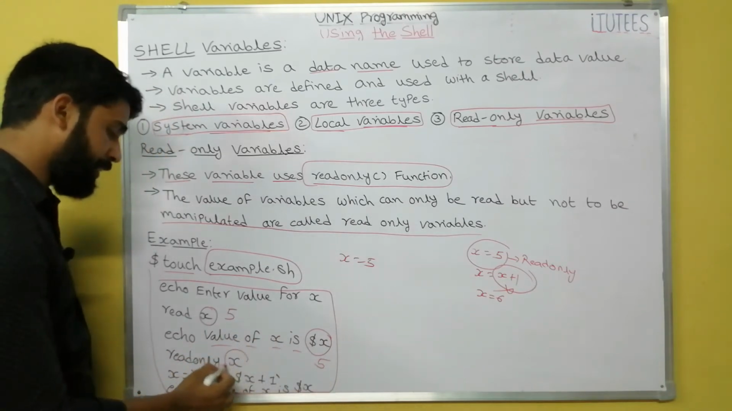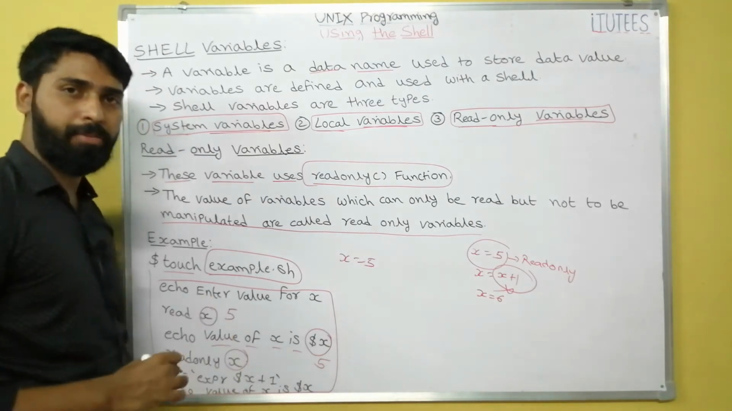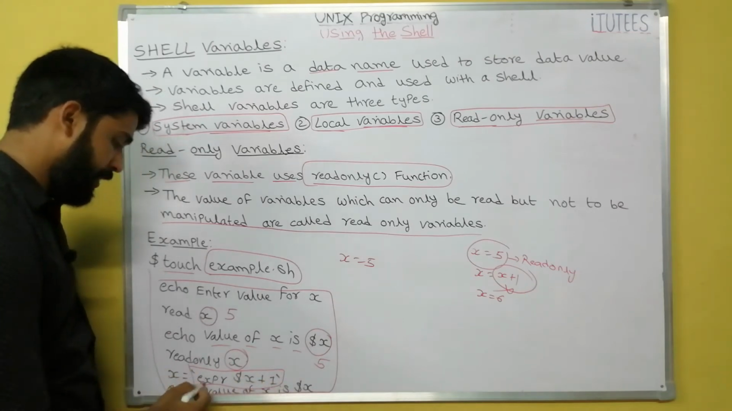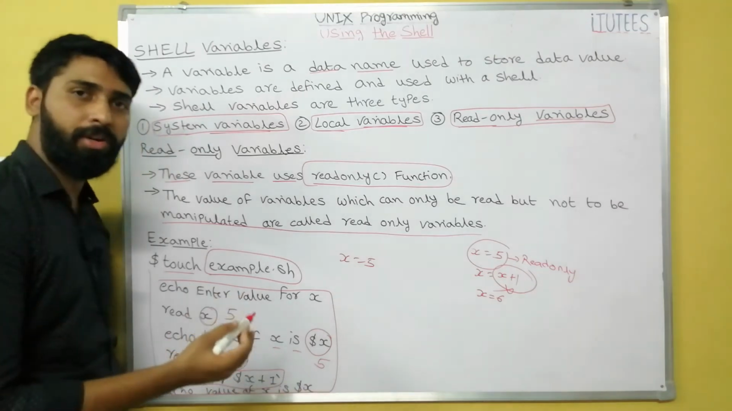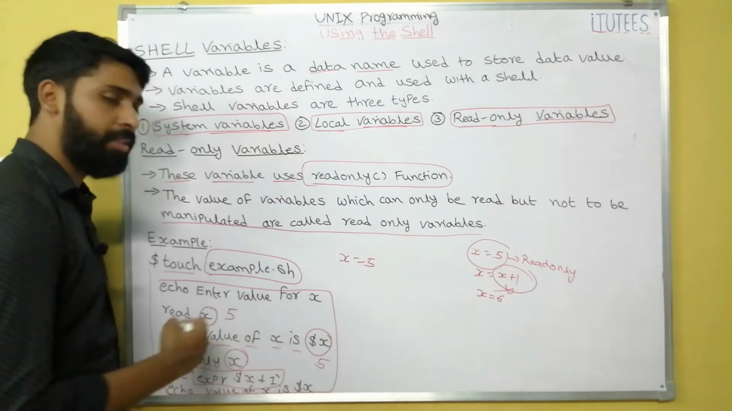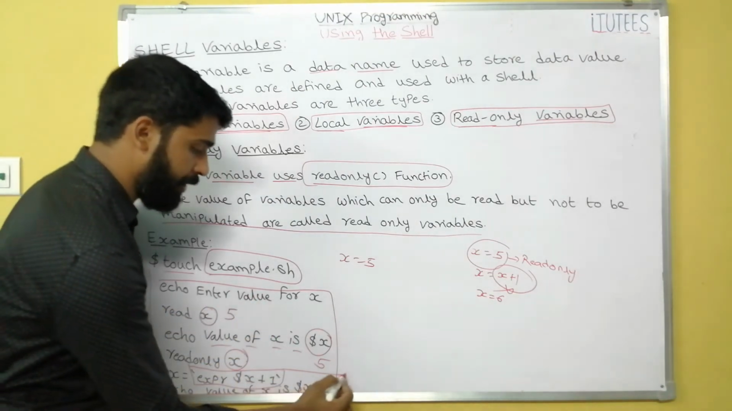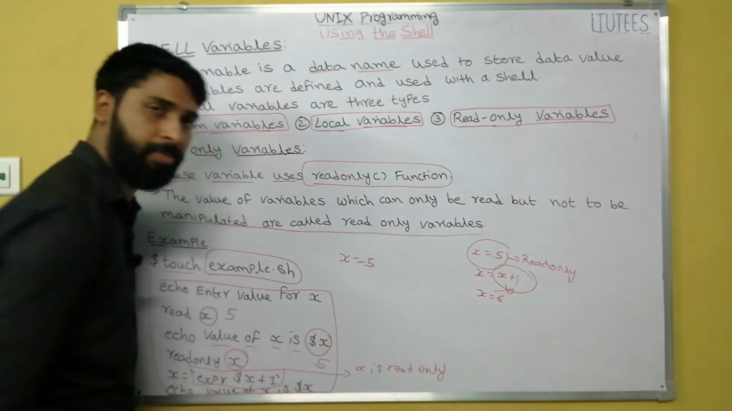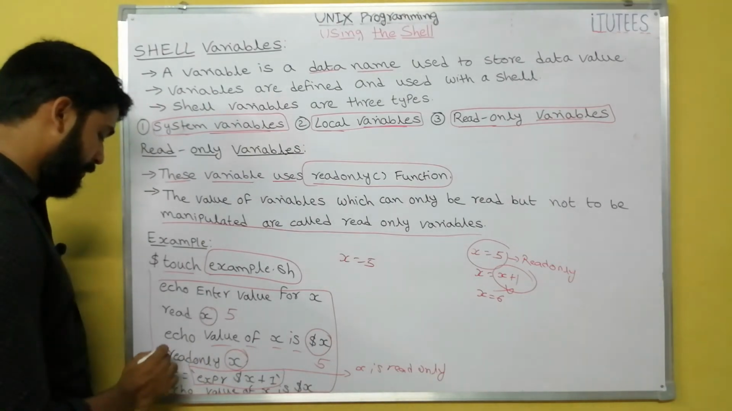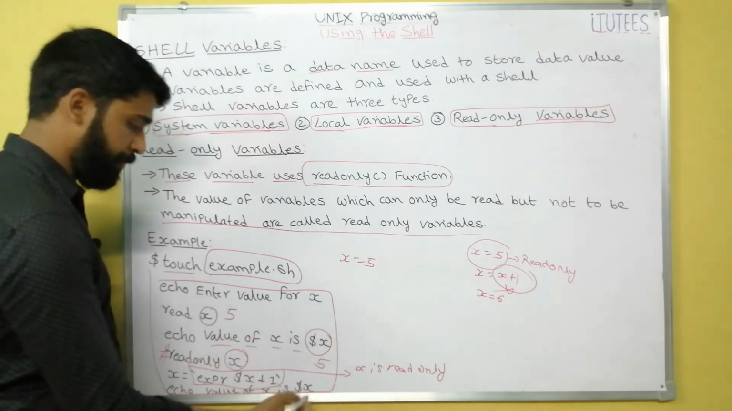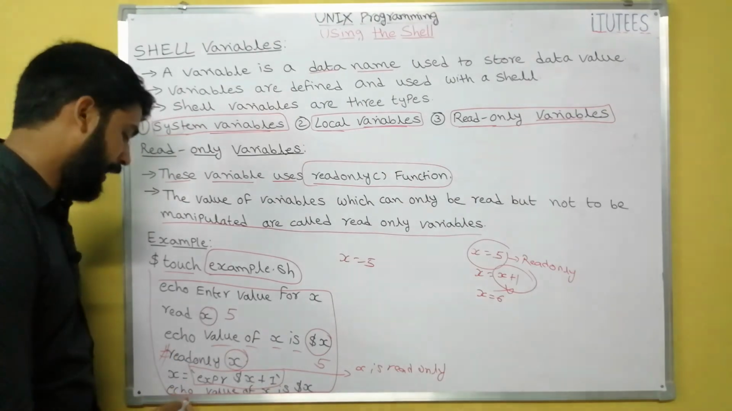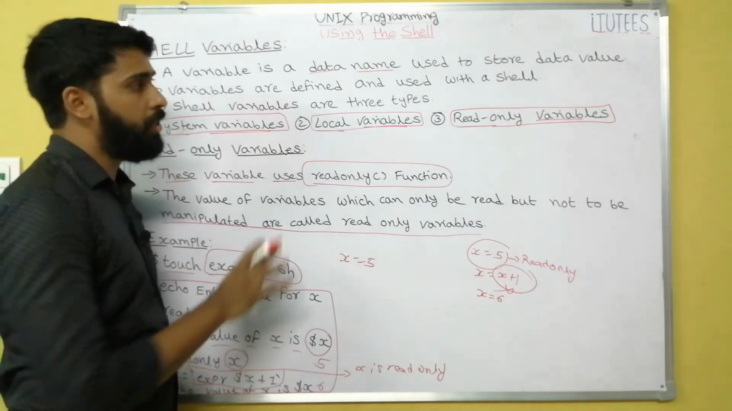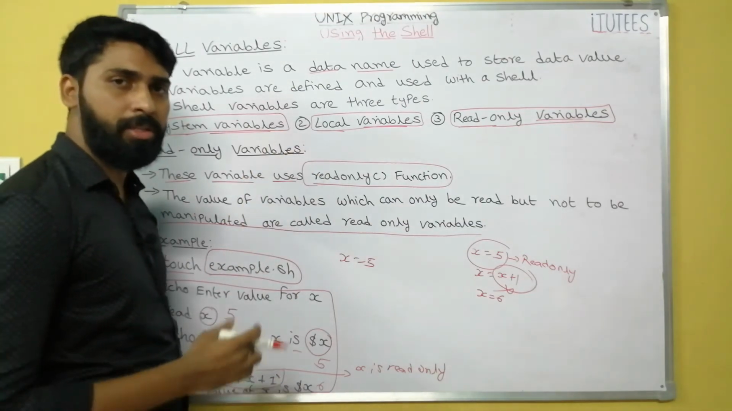And readonly x, I make this x a read-only variable. Now I am trying to modify the content of x: expr $x plus 1. I want to increment the value by 1. Then it returns an error, x is read only. Okay, if you make this a comment, then it increments the x value by 1 and prints the value of x is 6. I hope you all understand the different types of variables available in shell.